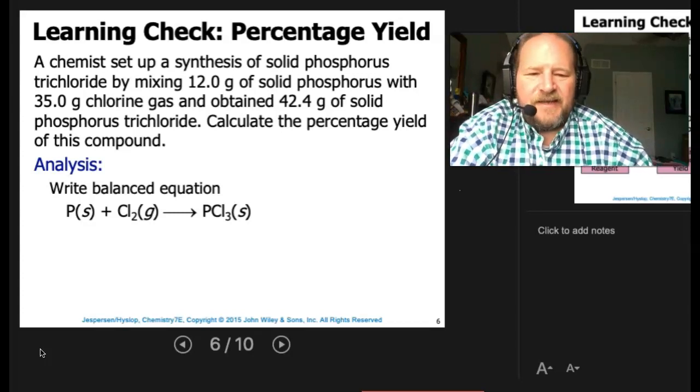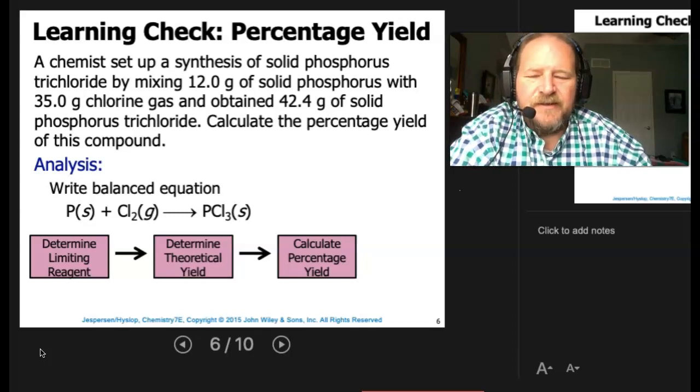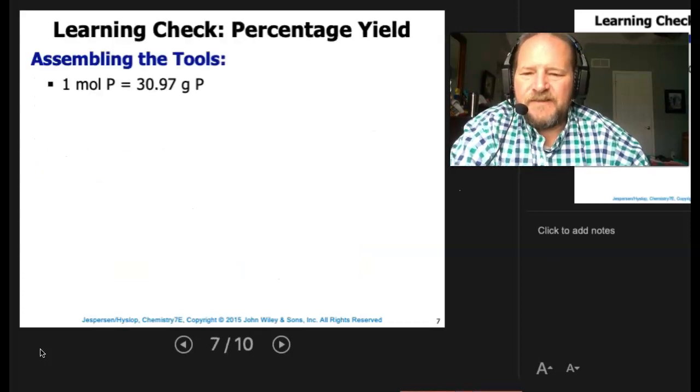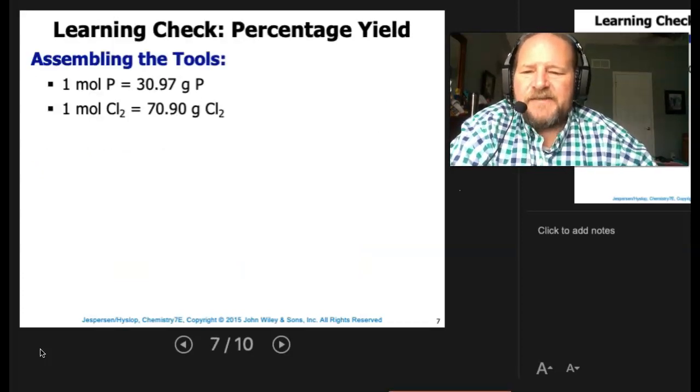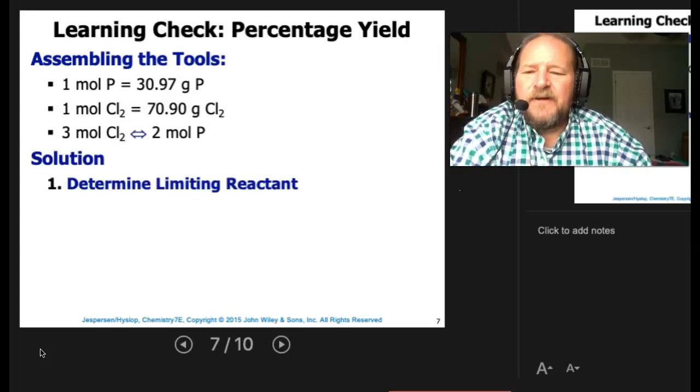Now we need to balance that though, right? So we have to determine the limiting reagent, determine the theoretical yield, and then calculate the percent yield. So it's a lot of steps into solving these problems. We can get our molar masses from our periodic table. We know the relationship for our moles. Now we want to determine the limiting reagent.